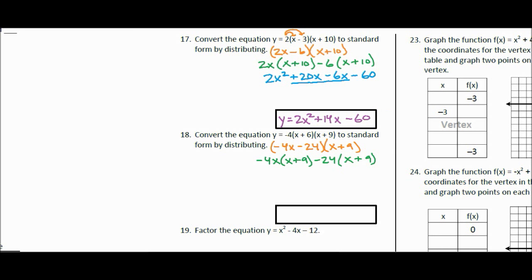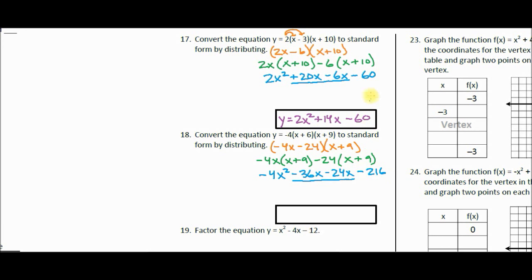Now again, we have monomials and binomials. We'll distribute those. Negative 4x times x is negative 4x squared. Negative 4x times positive 9 is negative 36x. Negative 24 times x is negative 24x. And negative 24 times 9, check that out in your calculator, that is negative 216.